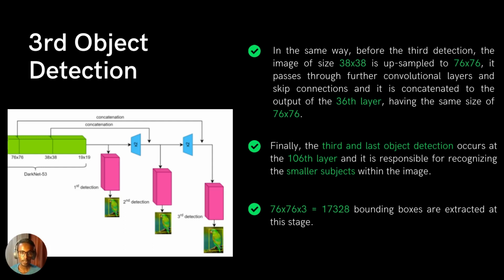Finally, the third and last object detection occurs at the 106th layer, and it is responsible for recognizing the smaller subjects within the image. So this particular stage is going to detect small objects. And now, since we have a spatial dimension of 76 by 76, and we have 3 bounding boxes, in total we're going to predict 17,328 bounding boxes that are going to be extracted at this stage.